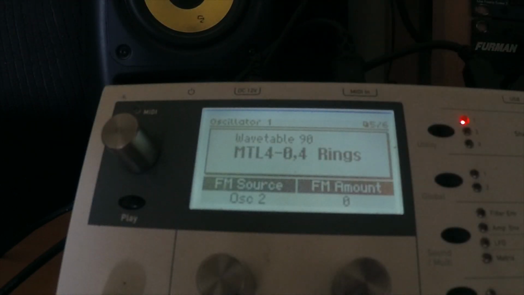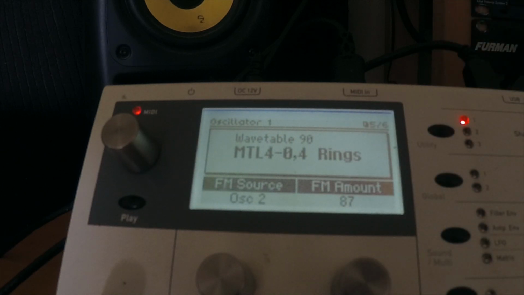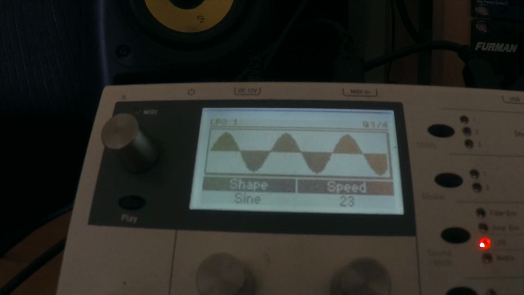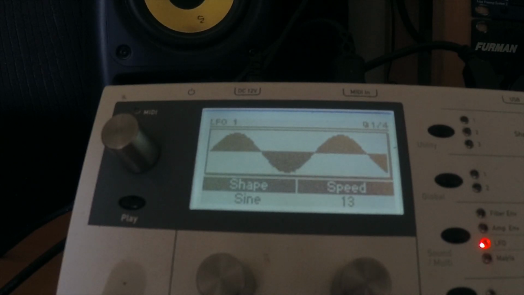As you kill FM, you see what I mean? And when you kill FM, it just changes the tone.